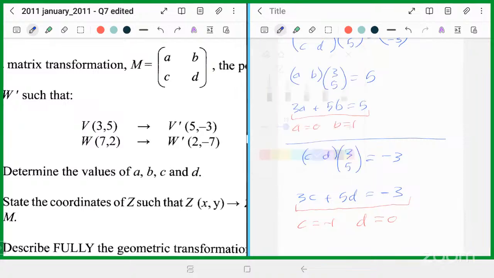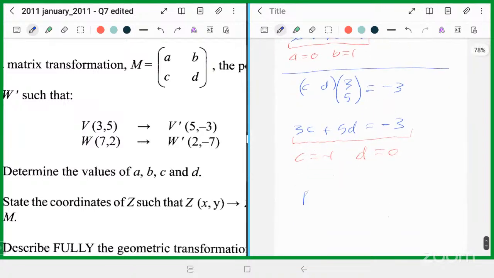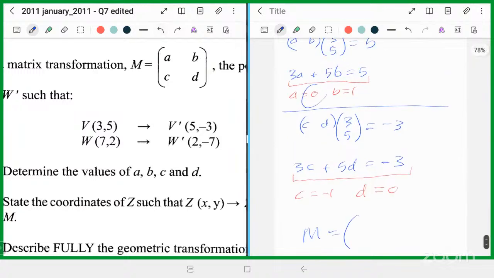I'm going to write out the matrix now. So that matrix M equals A. The A is what? The A is 0. B, what is B? The B is 1. C, the C is what? -1. D, the D is what? 0. Same matrix we got again.